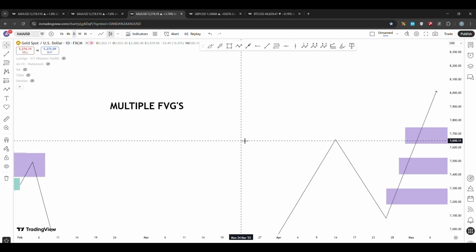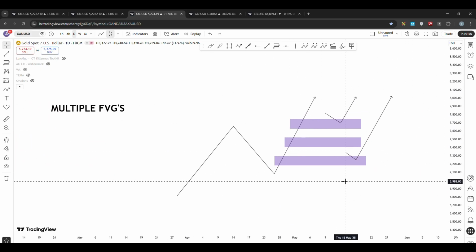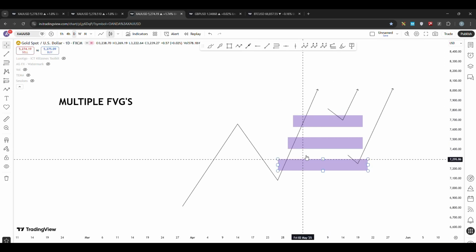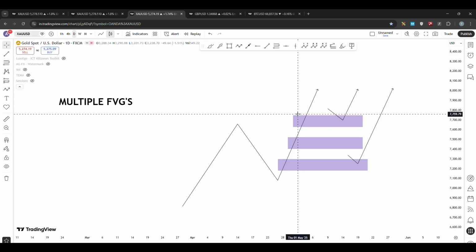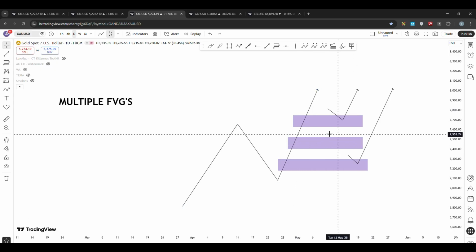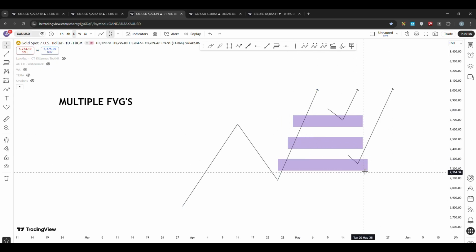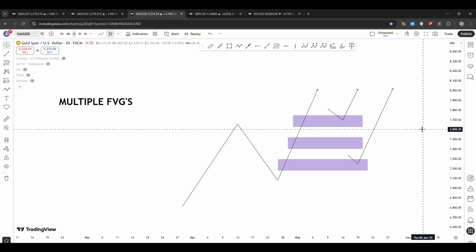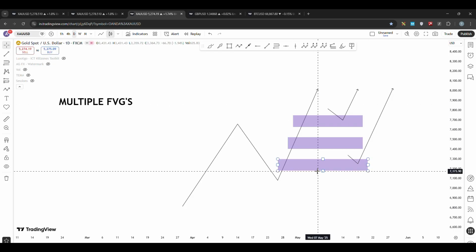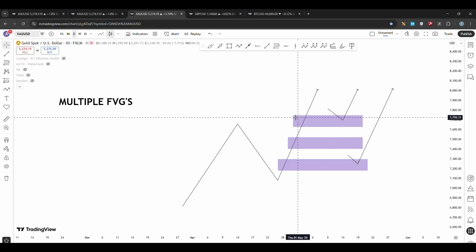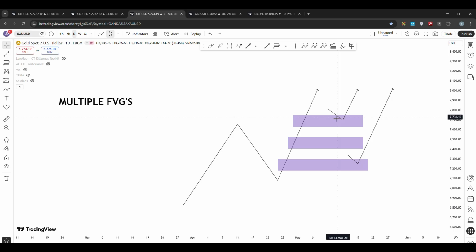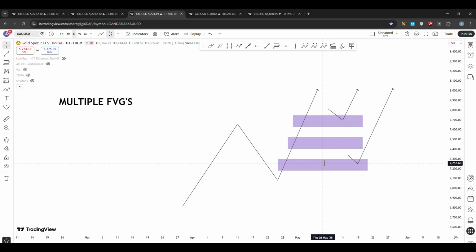Now let's say that there are multiple fair value gaps. So let's say that the market is pushing higher, it's in an uptrend, and we have got three fair value gaps like this. We have got the first fair value gap over here, the second over here, and the third over here. So which fair value gap do we focus on? Like I've told you in the first class, if there are multiple fair value gaps, then you'll be focusing either on the first one or on the last one. Okay, so these are the two fair value gaps that you have to focus on.